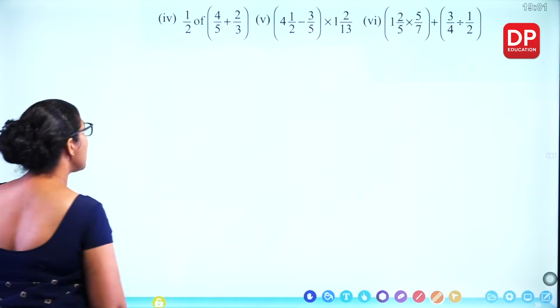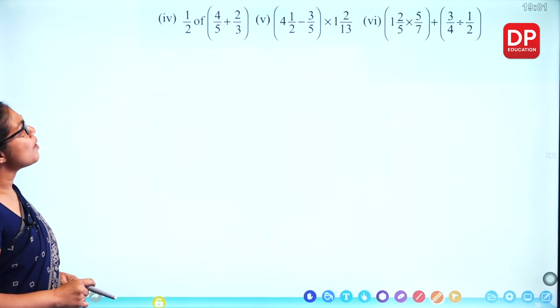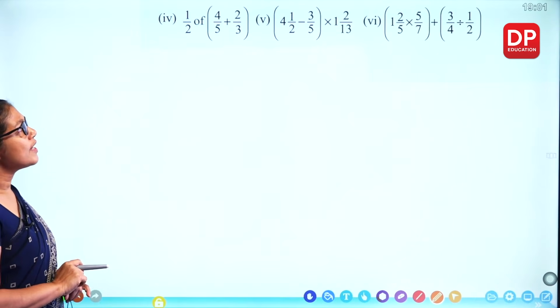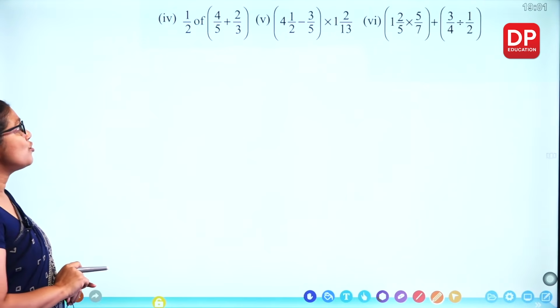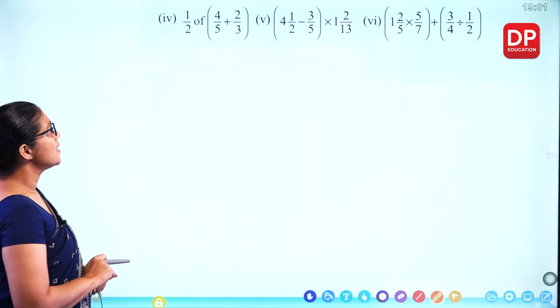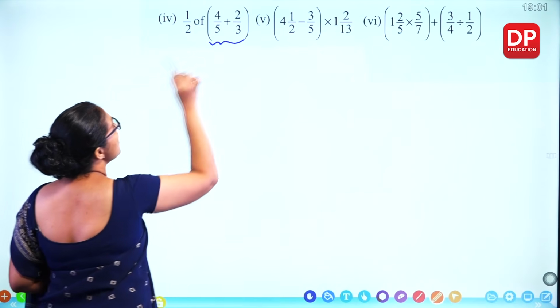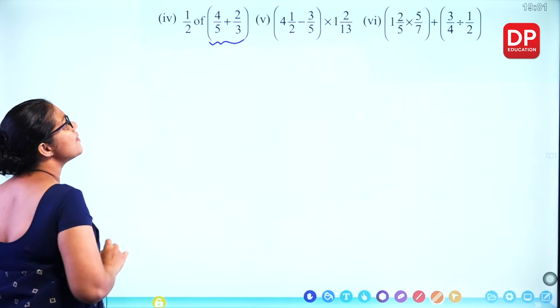Now we'll see the next few questions. Here, the first one, you get "of" with brackets. So here, what's the method, order of operations? You do the brackets first. So what we can do, you can simplify this one first and then think about doing the other calculation.